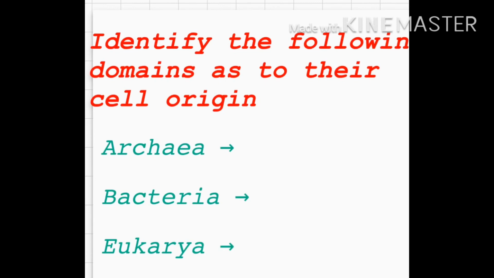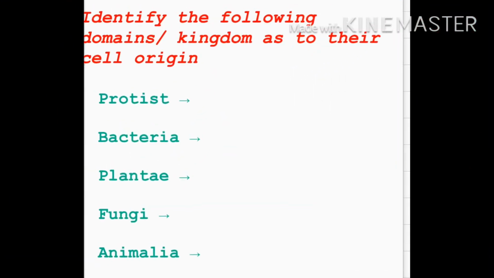Okay, the next question is identification o fill in the blanks para nasa klase lang tayo. Okay, this is the question. Identify the following domains as to their cell origin. Okay, so what's the cell origin of archaea? How about bacteria? How about eukarya? And the correct answer is prokaryotes, prokaryotes, and eukaryotes.